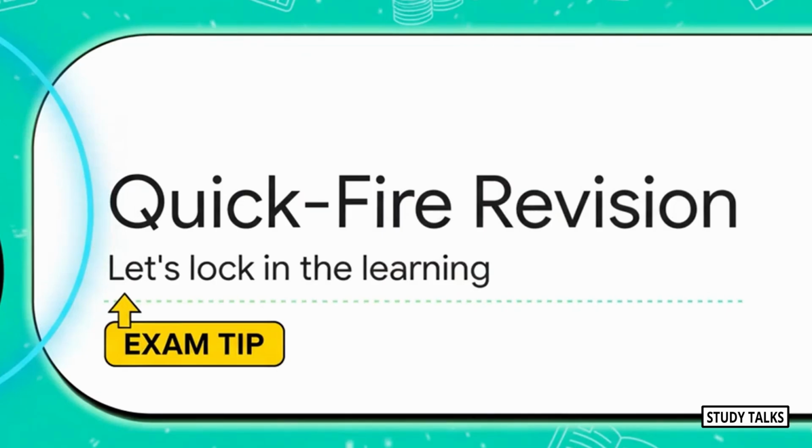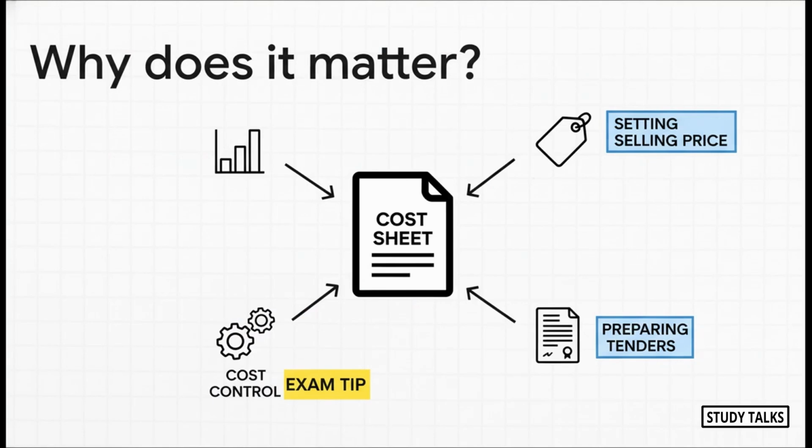Okay, we've built the cost sheet from scratch and we've dodged all the major ICAI traps. That was a lot, I know. So let's do a super quick-fire revision right now to make sure the most important points are stuck in your brain for exam day. So after all that, why should you care? What's the big deal about a cost sheet? Well, it's how a company figures out its cost per unit. And you need that to set a selling price, right? Or to submit a tender for a new project.